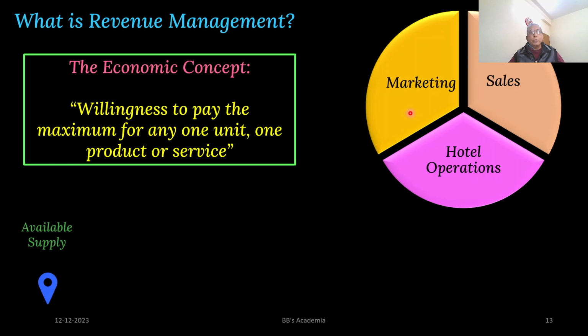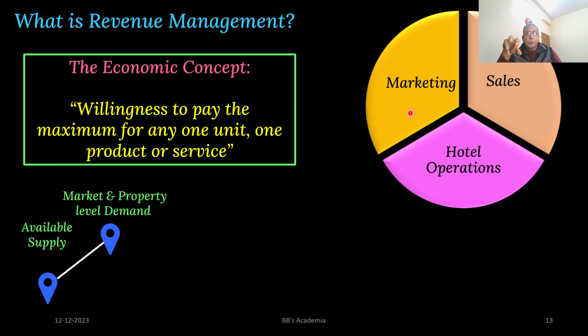We have a route for how to go about revenue management. The first one is available supply. You have to look into that. The second destination is market and property level demand. There are different levels of properties available, so you have to find out. The same demand cannot be there for a 3-star hotel and a 5-star hotel. There has to be a difference between 3-star, 4-star, and 5-star. So of course, you have to see the market and property level demand.